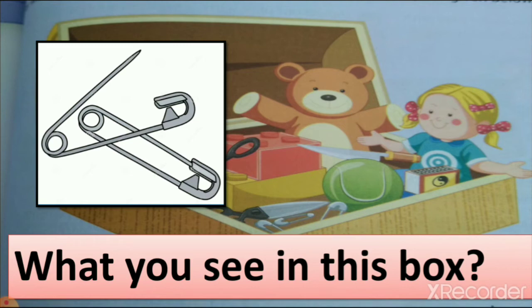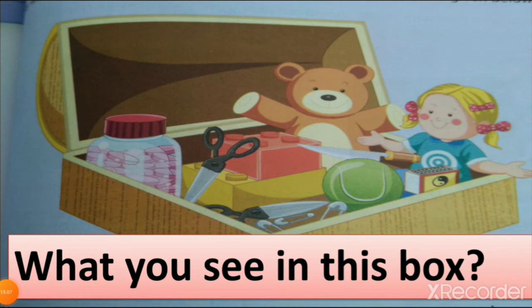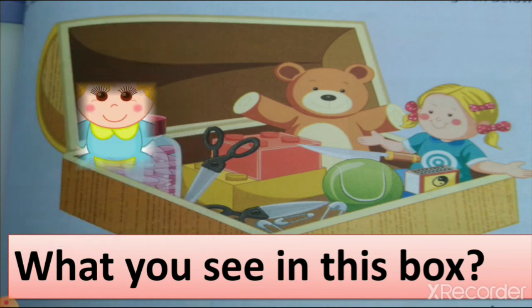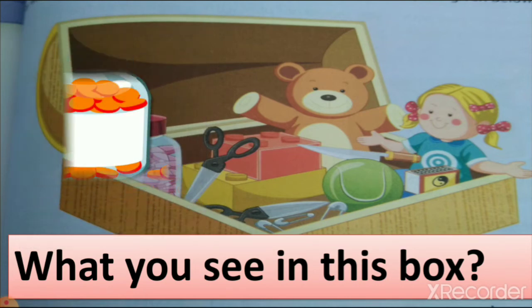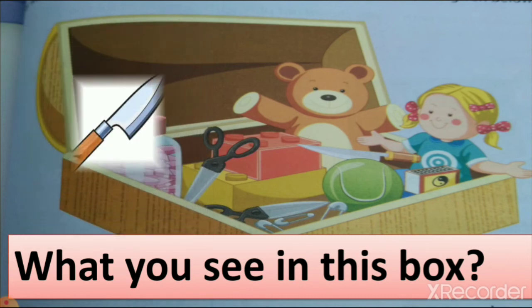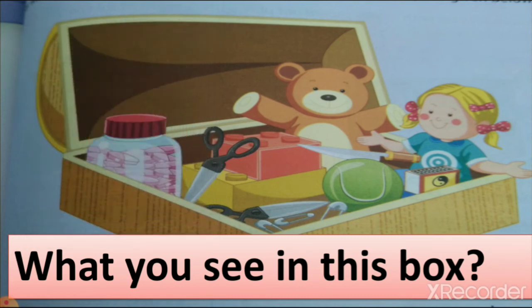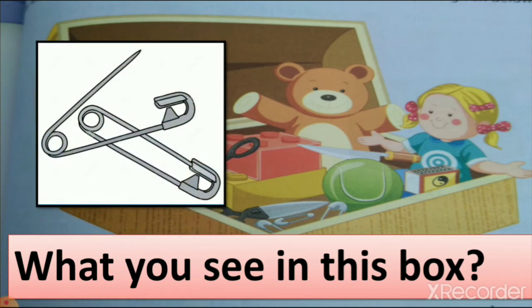So what did we get from this box? We get many things from this box, right? So what is this? It is safety pin. Now let's see quickly what we get from this box, right? So we get teddy bear, scissor, doll, ball, then matchbox, then medicine, knife, blocks and safety pin, right?